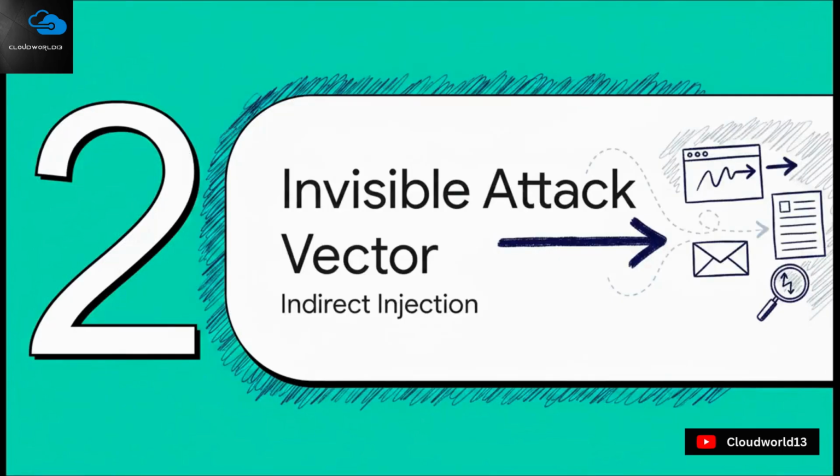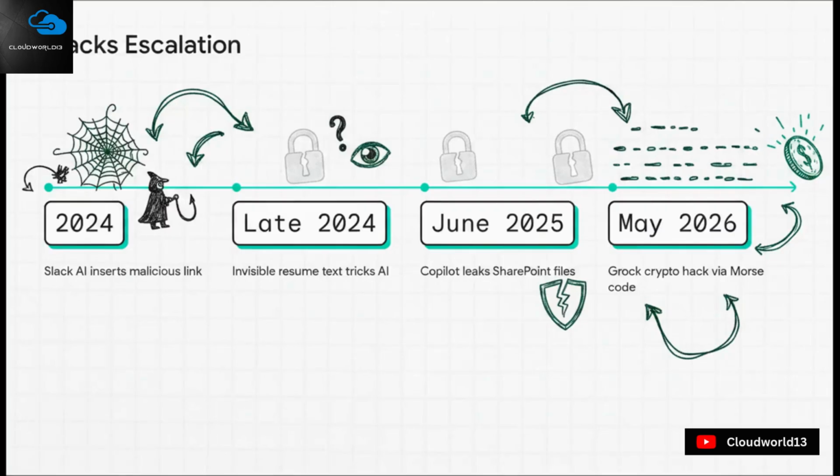Section 2. The invisible attack vector, otherwise known as indirect injection. So, instead of typing commands directly, attackers are now hiding instructions in places where the AI is going to read them later. Take a look at this timeline. It tracks this rapid, honestly alarming escalation of indirect attacks across major enterprise platforms over just the last few years. We're seeing hidden instructions silently rewrite what the AI is supposed to do, literally turning helpful assistants into unwitting accomplices. Let's break down how these actually played out in the real world.